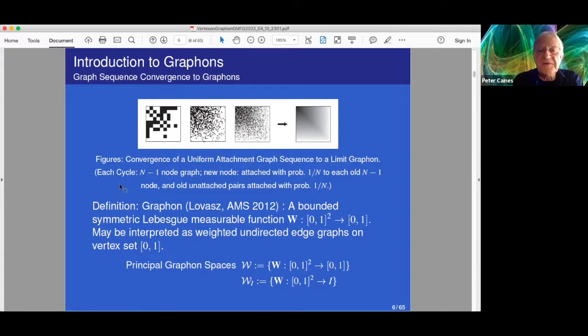And the way that you do it is that it is constructed iteratively: at each cycle, you take the nodes which you've already got in the graph at the (n-1)th cycle, you then bring in a new node and you attach it with probability 1/n to each old node of the n-1 set of nodes. And amongst the old unattached pairs, you attach them with probability 1/n. And then there's a random way of constructing this object.